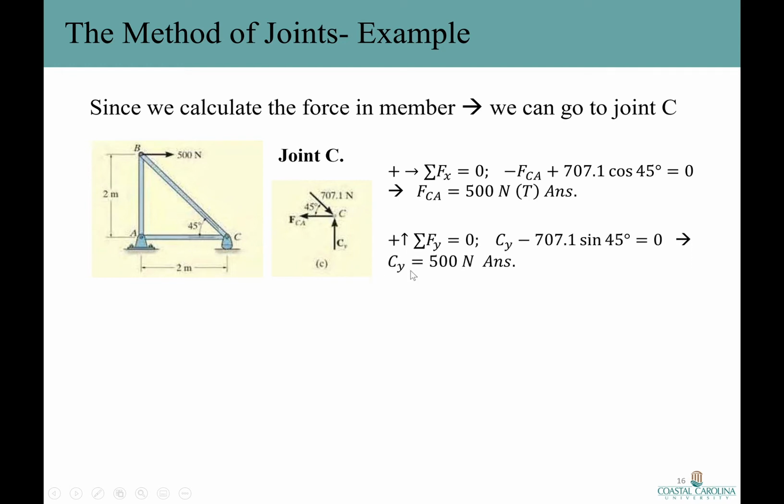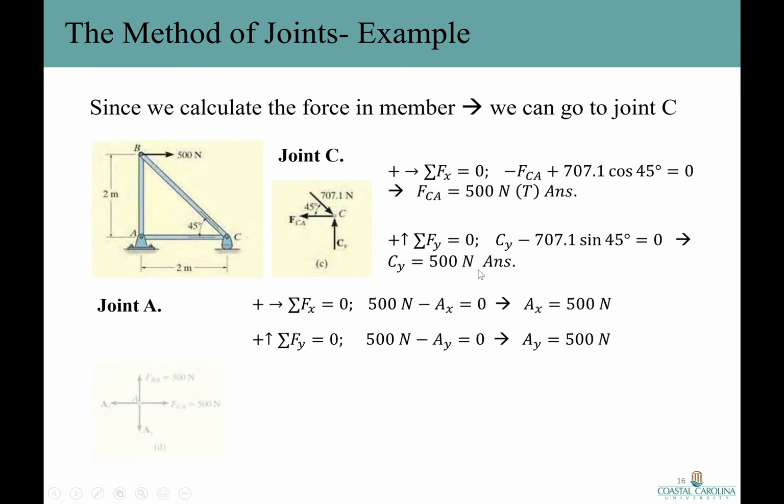And we'll solve the equilibrium equation in the y direction for joint C. We have a reaction support Cy, and the y component of F sub Cb, which is 707.1 times sine of 45 degree, equals to 0. The C sub y happens to be 500 Newton.